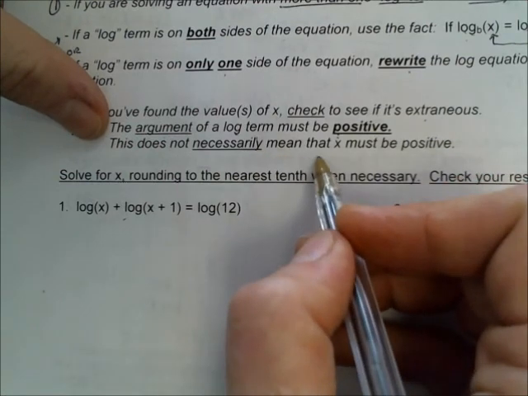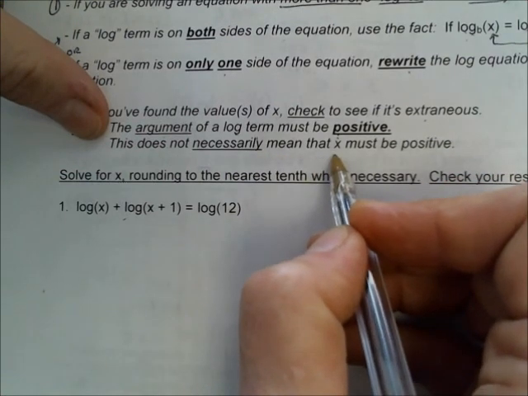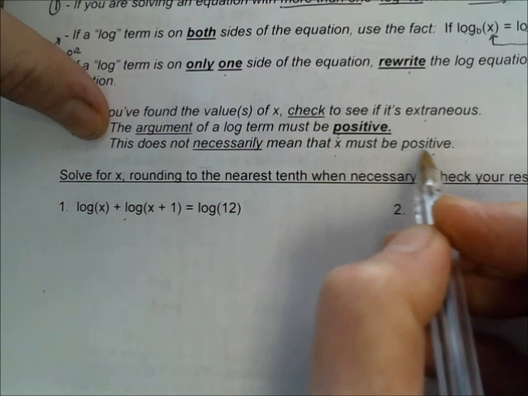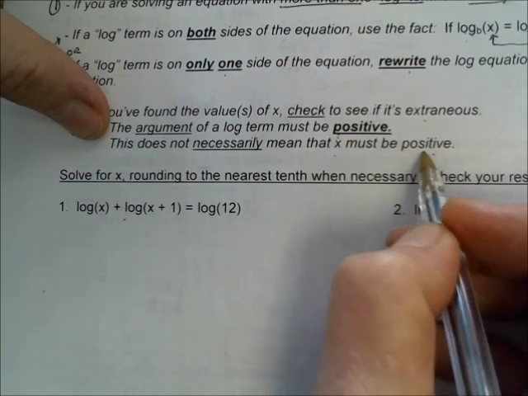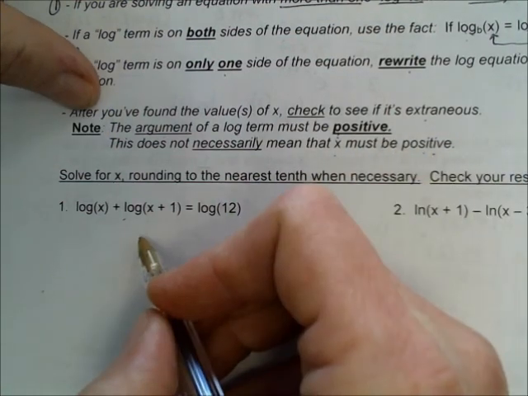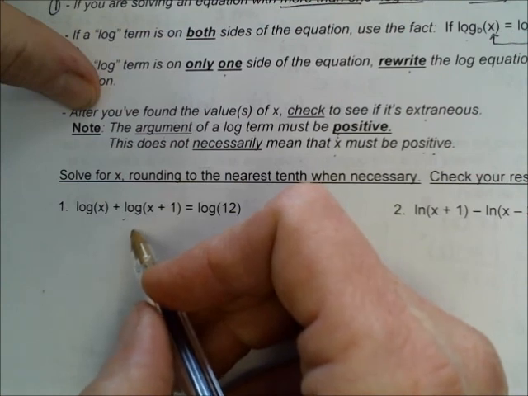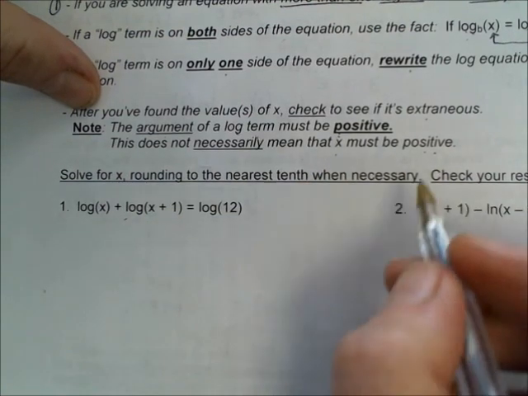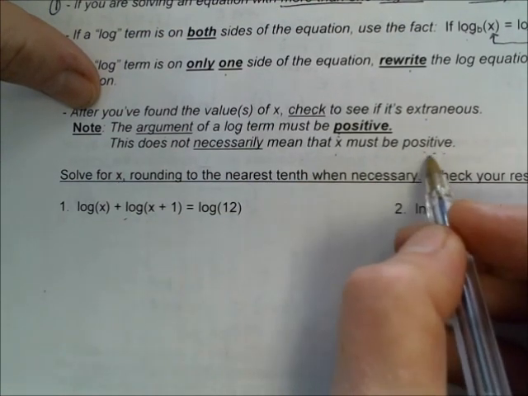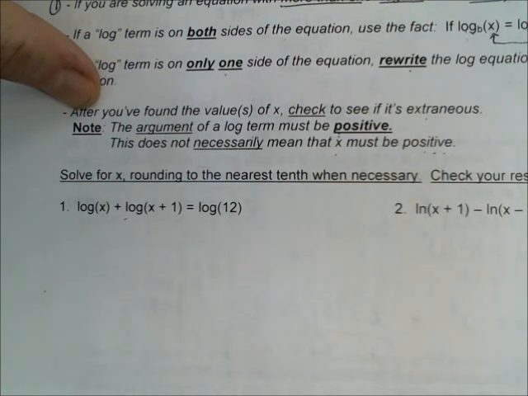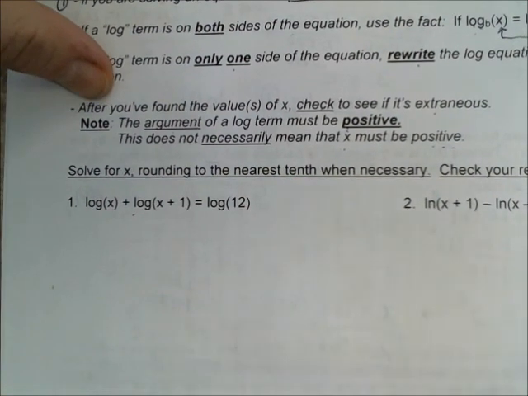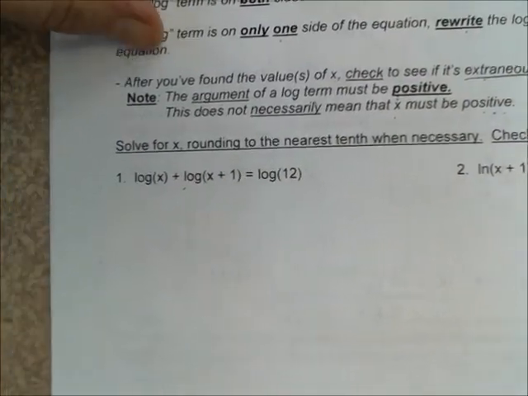But it doesn't necessarily mean that the value you found has to be positive. You might get a negative value for x, but when you plug it into the original to check, it might make that argument positive. So you're not going to reject a value of x just because it becomes negative. So always check, because you could have extraneous roots.